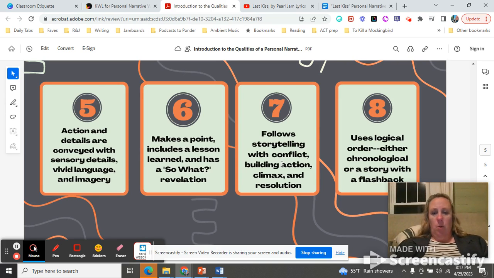We plotted out the story of The Most Dangerous Game and The Lottery. And this is basically what your personal narrative will do too. There's going to be those elements. It's going to have conflict and setting and characters and building action and climax and resolution, right? All of those elements are going to be in a personal narrative as well.